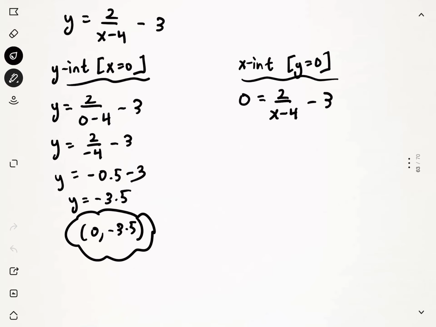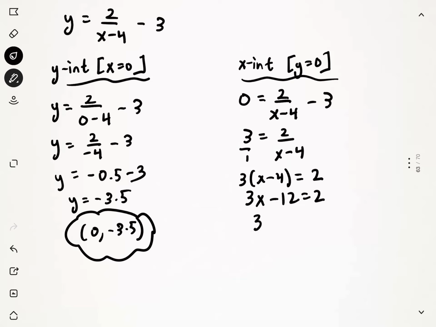We put in 0 for y. This is a little harder to solve. We have to solve for x on the denominator. You can start by bringing that 3 over. That -3 becomes a +3. And then at this point, you can do some cross multiplication. So I can put that 3 over 1, and I can cross multiply: 3 times x minus 4 is equal to 2 times 1, which is 2. And then I can just solve for x from here, just some basic algebra. We end up with x is equal to 14 over 3, which is approximately 4.67, and we can express that as a coordinate point.